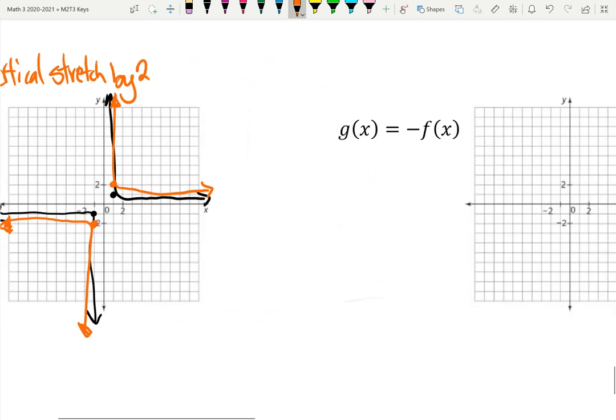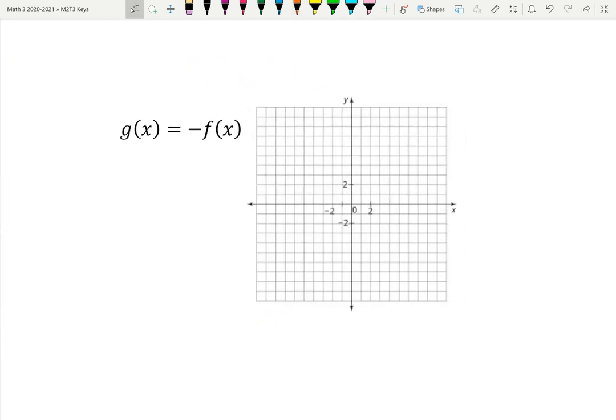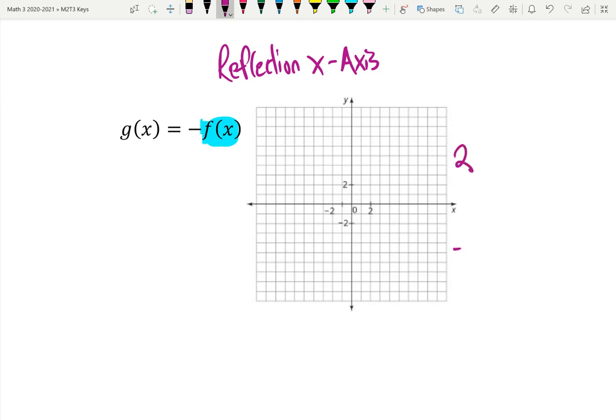The last one, let's take a look at it. Well, what's happening? The y is being flipped. This is going to be a reflection across the x-axis. The reason I know is if I have a y value of 2 and I make it -2, it gets flipped.